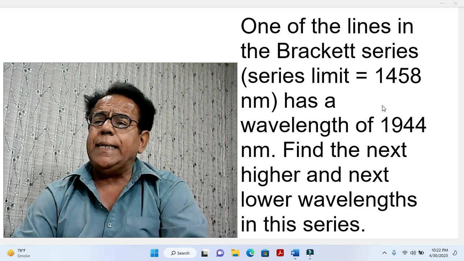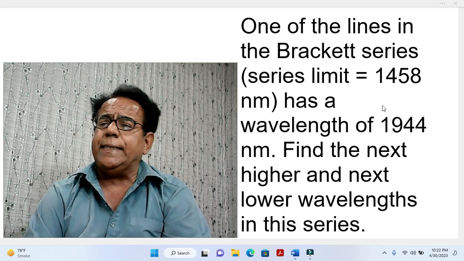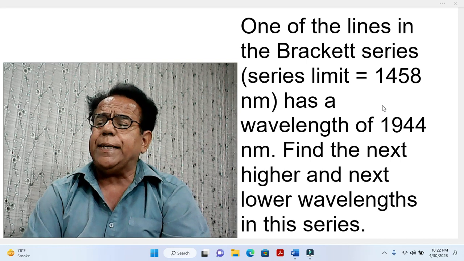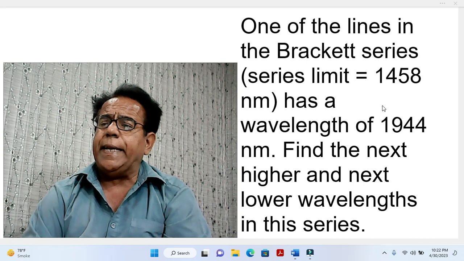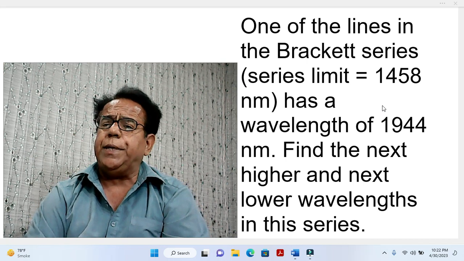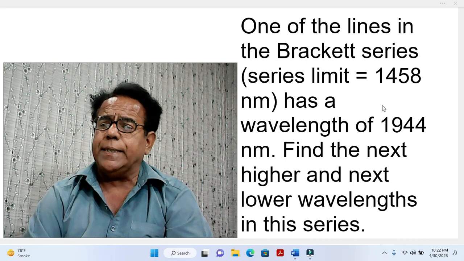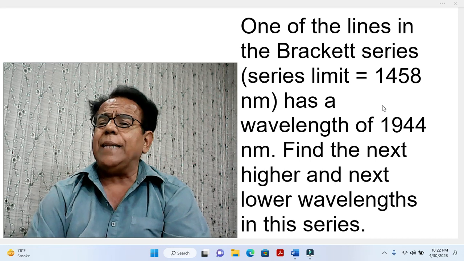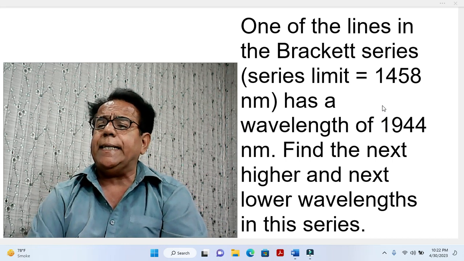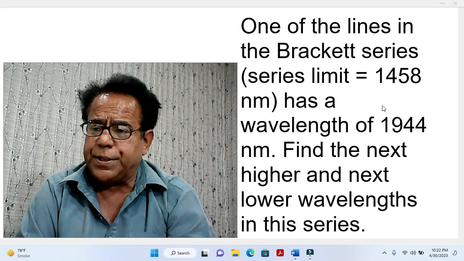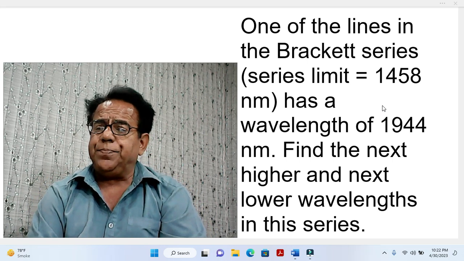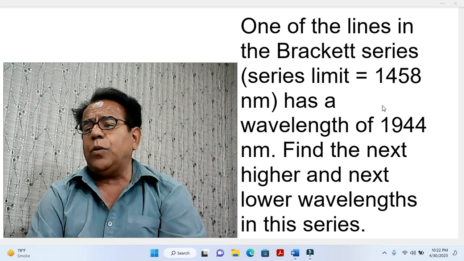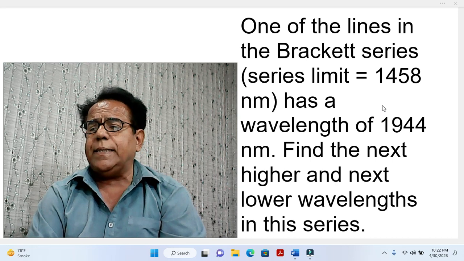One of the lines in the Brackett series, limit equal to 1458 nanometer, nano meaning 10 to power minus 9, has a wavelength of 1944 nanometer. Find the next higher and next lower wavelengths in this series.